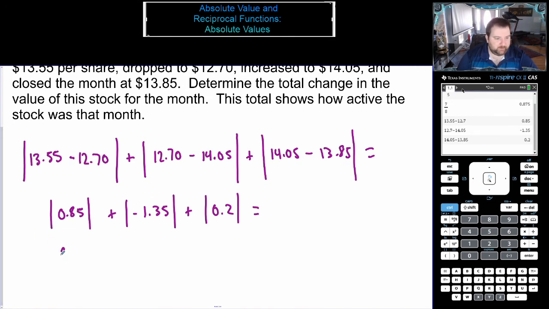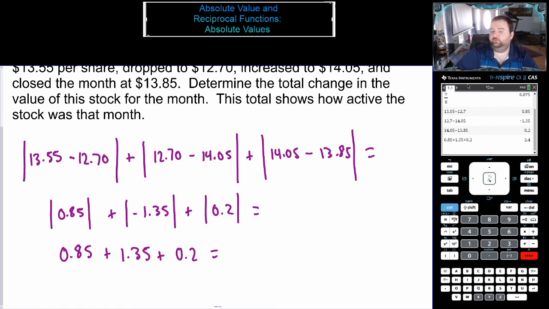Now we can turn these positive. So we have 0.85 plus 1.35 plus 0.2, and this is going to be our total change. So we have 0.85 plus 1.35 plus 0.2 equals 2.4. So our net change was $2.40.